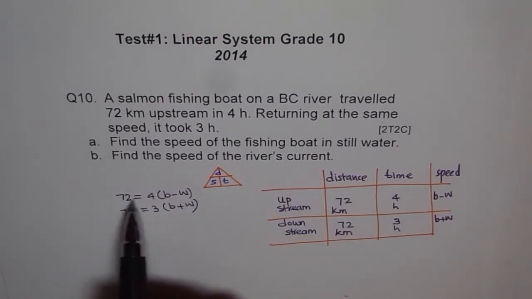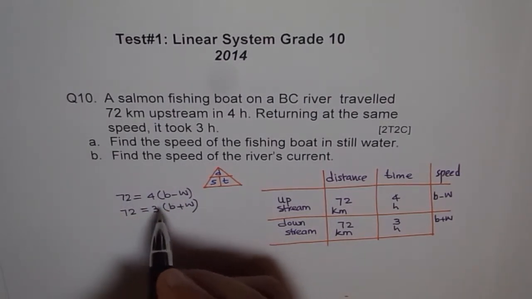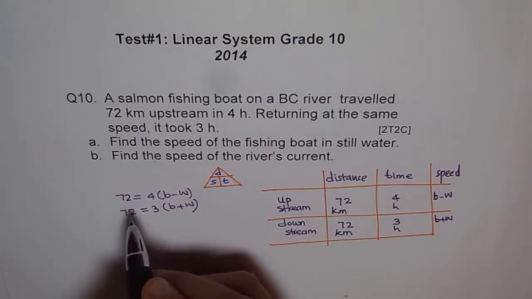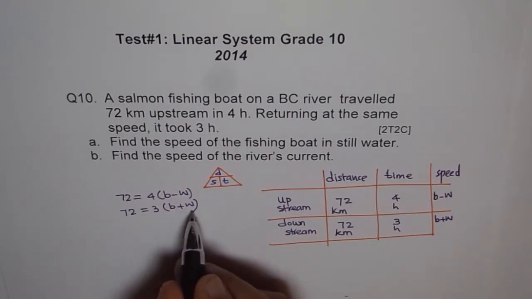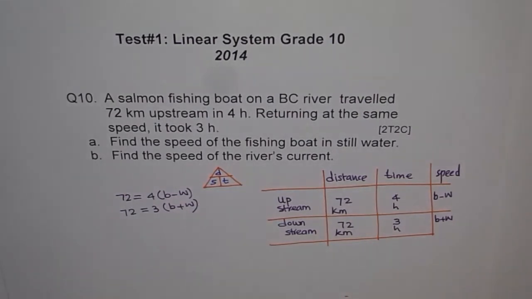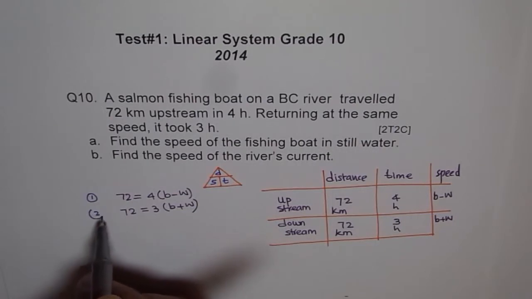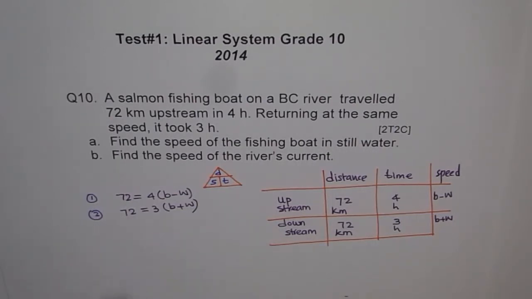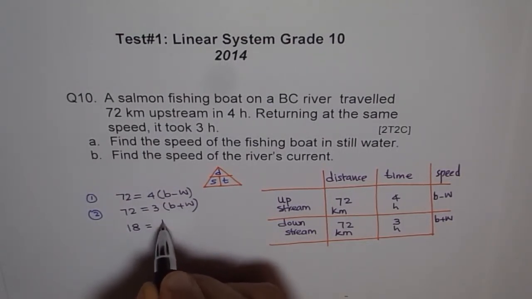We can divide the first equation, B minus W is equal to what? So first equation, we'll divide this one by 4, and 72 divided by 4, right? And this one by 3, so we get B plus W from this second equation, right? Let me write equation numbers. So let us say this is our equation number 1 and this is equation number 2. Now, from 1, we get 72 divided by 4, so that is 18. So from here, we get 18 equals B minus W.